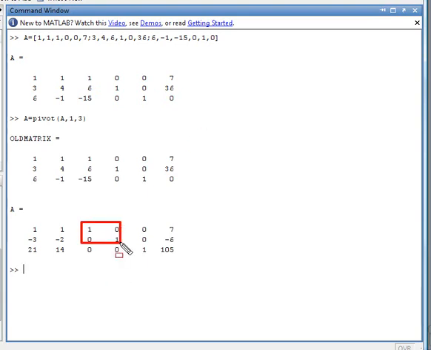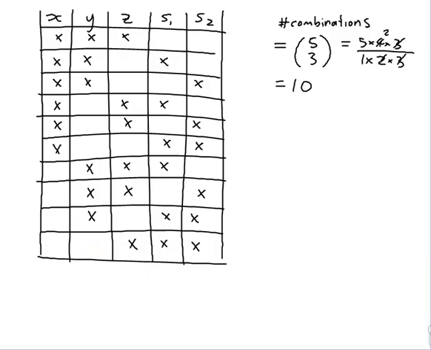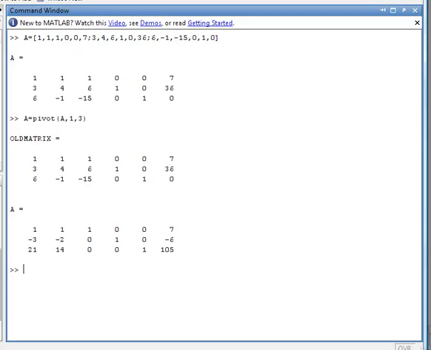So here's my identity matrix, and here's the answers. So we get Z is 7, S1 is minus 6, and S2 is 105. And the other two we make 0. Okay, so let's have a look.